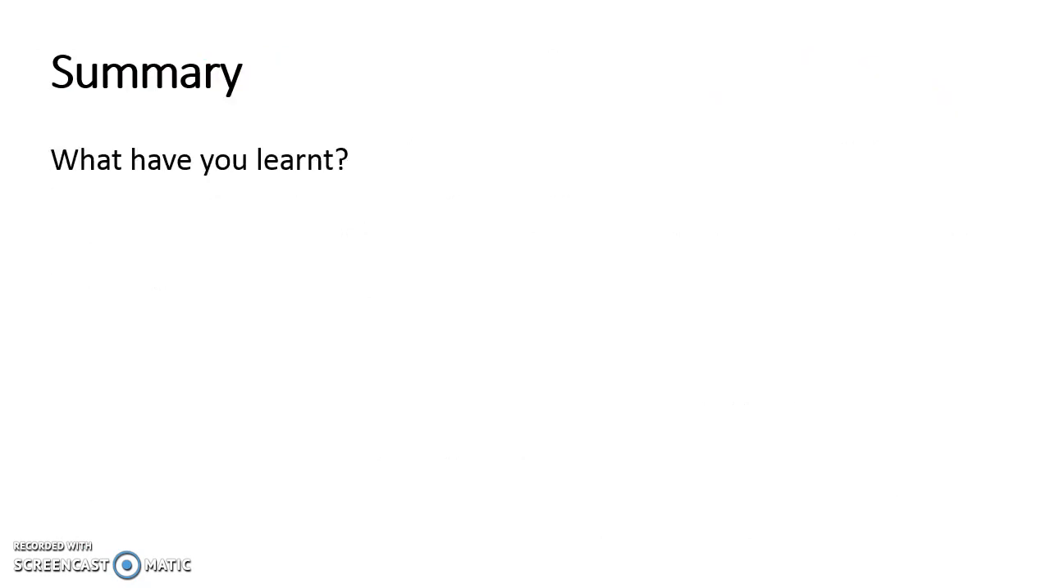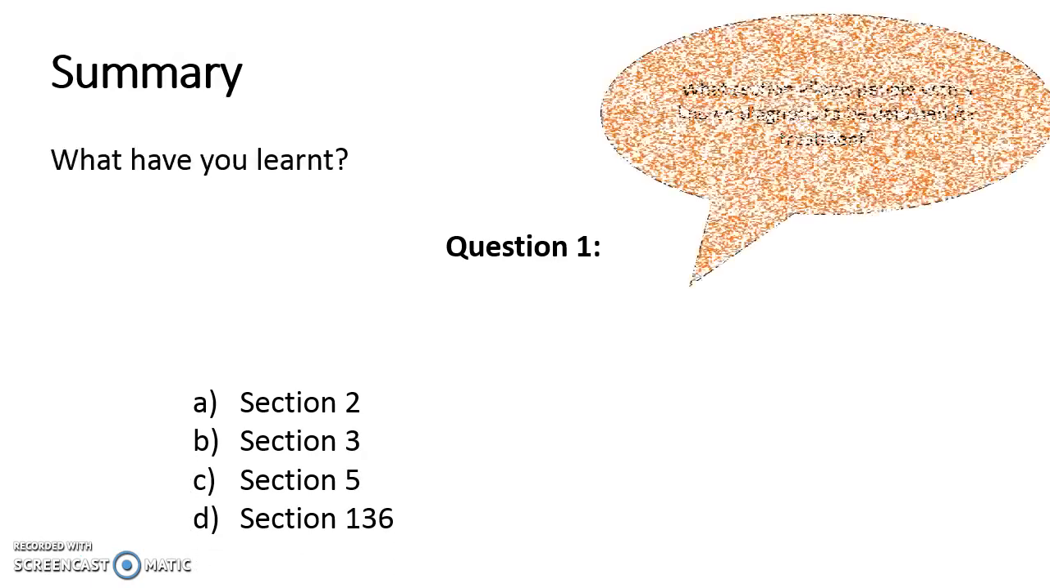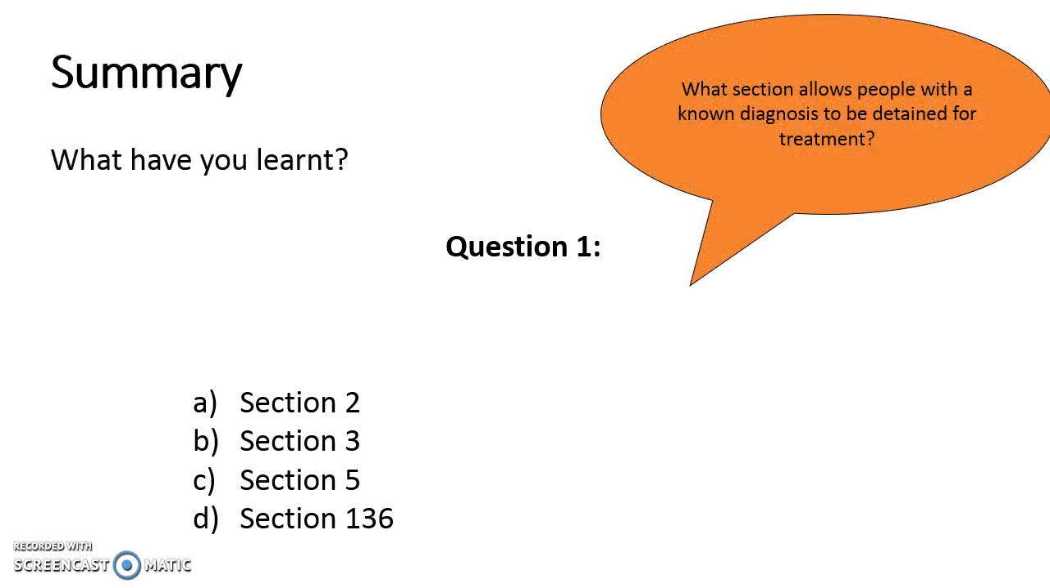So, let's find out what you've learned. Question 1. What section allows people with a known diagnosis to be detained for treatment? Is it Section 2, Section 3, Section 5, or Section 136? The answer is Section 3.